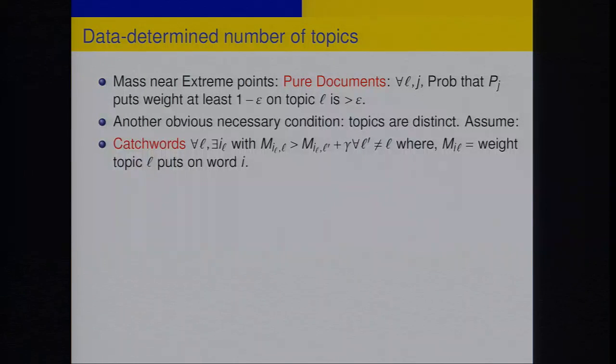You don't have to absorb all the notation because I've written, or at least will say verbally what's going on, and perhaps that's easy to remember. So this is saying the catchword for topic L has higher frequency in topic L than in any other topic by a definite amount. Okay? So there's one word per topic which occurs strictly more frequently in that topic than in other topics.